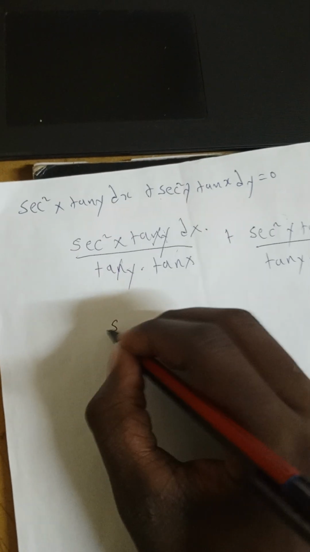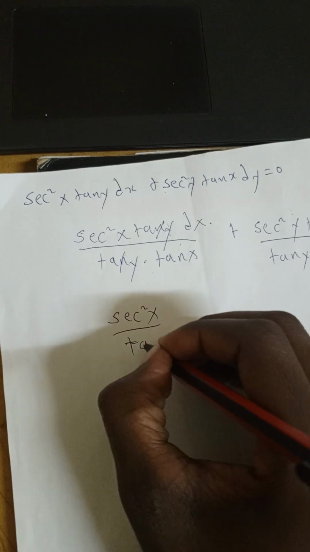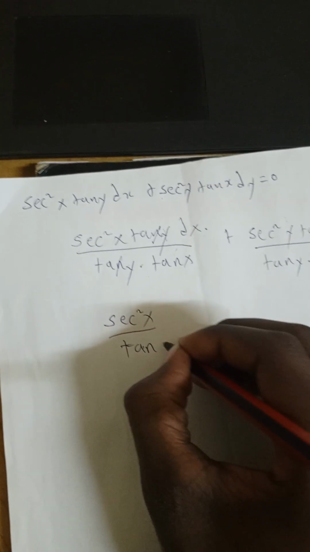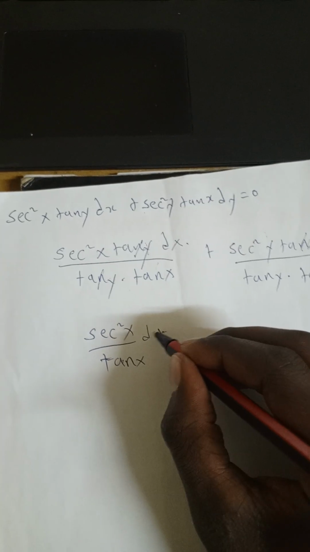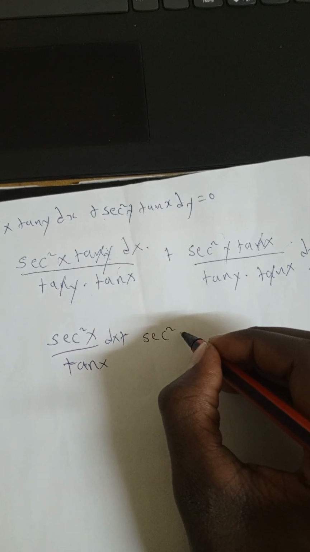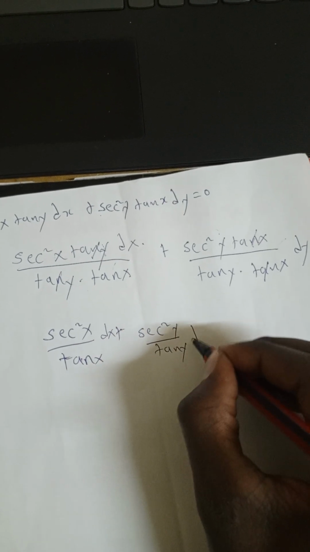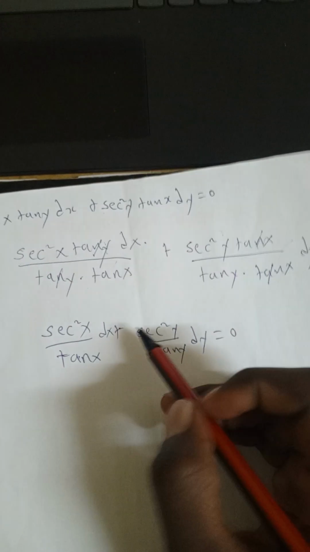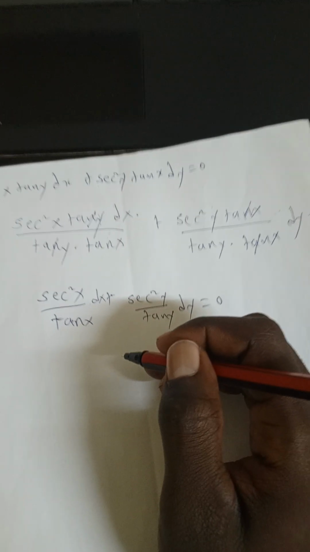So the equation which we have turns out to be like this: tan x plus, this is dx, sec²y over tan y dy equal to 0. Now in this form, we can see that it has already been separated.